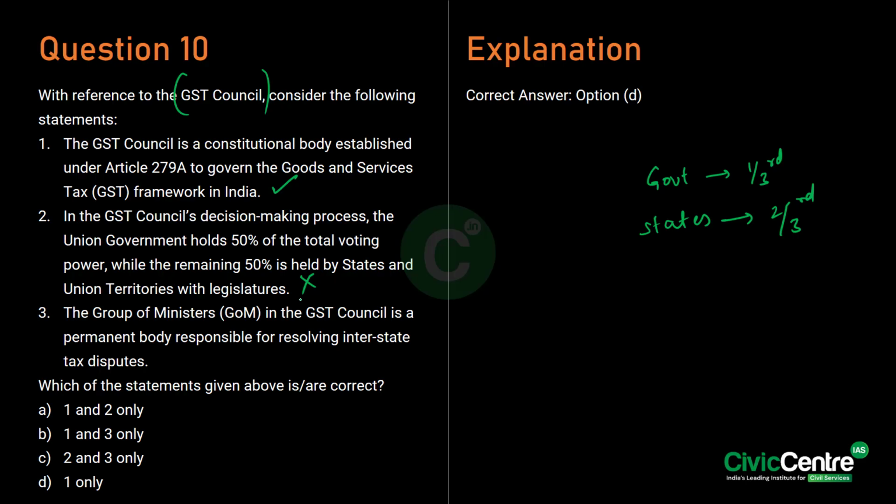And any decision requires a 75% majority. Then the group of ministers is a temporary subgroup composed of state finance ministers, which examines specific tax issues and submits the reports to the council. So, this makes the third statement wrong. Hence, the correct answer is option D, which is 1 only.